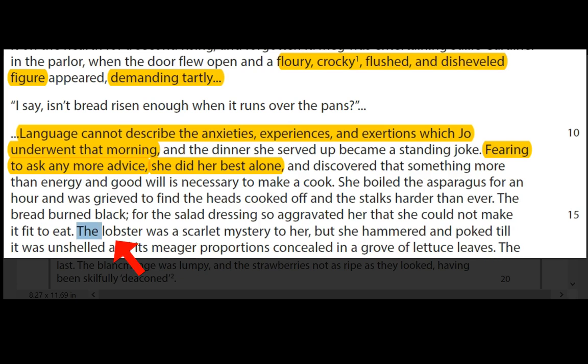The lobster was a scarlet mystery to her. That could work, but we've got a number of examples there that we could use. Some of them would need paraphrasing, but there are some that we could quote directly, some of the shorter ones. Okay, let's go back and have a look and see what the mark scheme suggests as potential responses to that particular question.